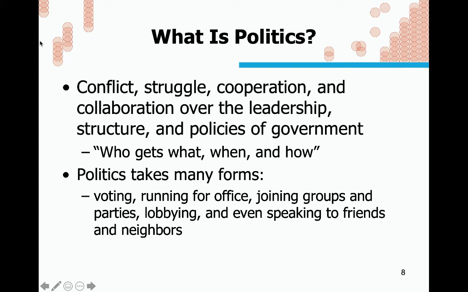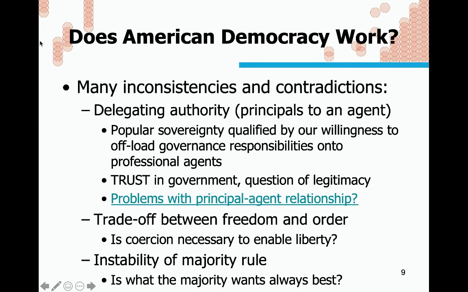We'll talk about lobbyists throughout. But even just speaking to friends and neighbors about politics, about the government, about what the government does, this is a form of engaging in politics. So does American democracy work, Lowy asks. Well, there are many inconsistencies and contradictions, which Lowy, like I said, isn't as quick to point out as blatantly or as honestly as Katznelson does, which is why I like to use the Katznelson book, even though it's a bit older and there's no new edition.